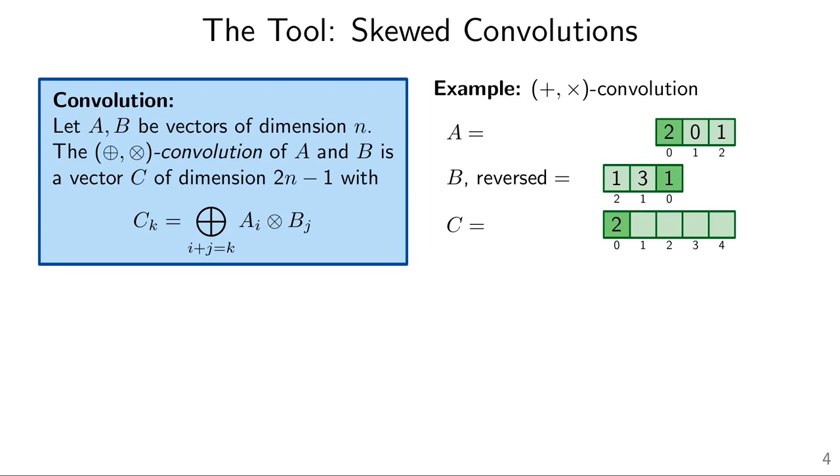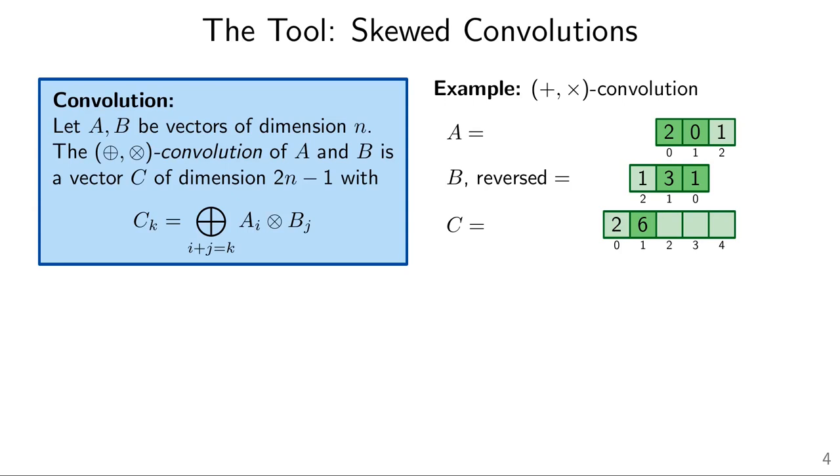What we're essentially doing is sliding B over A, so we're sliding B to the right-hand side. And we always have this active window where A and B overlap. Now, the respective value in C is determined as the coordinate-wise product, or the inner product, of this active window of A and B.